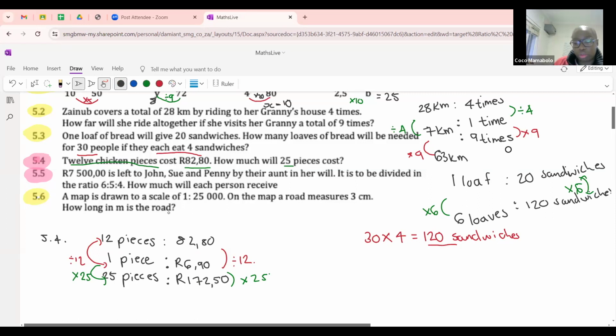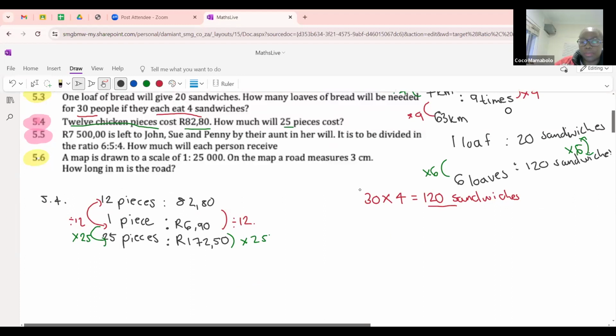Okay, we must add the 0 because it's cents. We need 2 decimals. Okay, good try. Thank you very much, my darling. Well done. Okay, Emihle, do you want to try 5.5 for me? Yes, ma'am. All right, take it away.